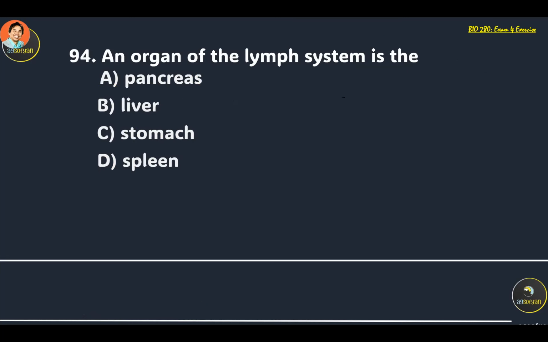An organ of the lymph system is A, B, C, or D. Remember, the pancreas is for the digestive system. The liver is an organ of the digestive system. The stomach is also part of the alimentary canal of the digestive system. So the only choice is the spleen.